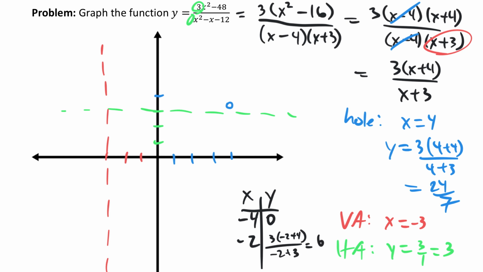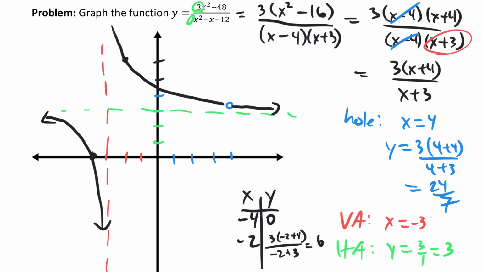Okay, so we've got -4 and 0. That's going to be right here. And -2 and 6. It's up here. And now we simply connect the dots. We see a swoosh shape over here. And a swoosh shape over here. Might be nice to extend that asymptote just a little bit, so we can add our arrow here. Maybe extend the asymptote a little bit there. All right, and there is our sketch of the rational function.